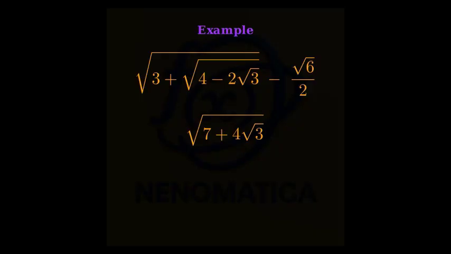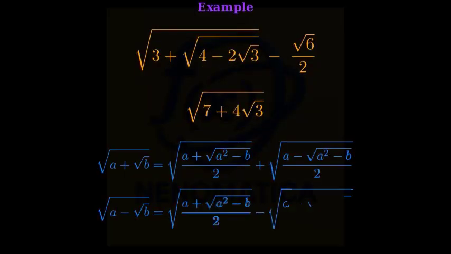To handle nested radicals like square root of a plus or minus square root of b, we use this identity. The square root of a plus the square root of b equals the square roots of 1/2 times the sum of a plus c, plus 1/2 times the difference of a minus c, where c equals the square root of a squared minus b. For the minus case, the second square root is subtracted.